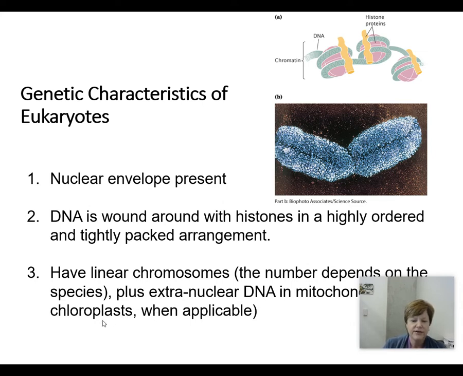And then eukaryotes have extranuclear DNA in the organelles of the mitochondria and the chloroplasts if it's a plant. But in animals, the mitochondria have circular DNA molecules very similar to what you would expect to see in a prokaryote.